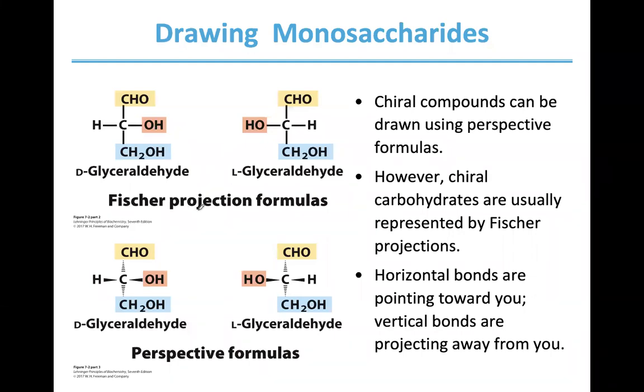And so these are Fischer projection formulas. Now, perspective formulas, remember how Fischer projection formulas are derived. The horizontal groups are towards us. The vertical groups are away from us, yes? But since we're using Fischer projection formulas, we don't really need to use these wedges, because once you draw the Fischer projection, we already know the horizontal groups are towards us and the vertical groups are away from us. Okay.